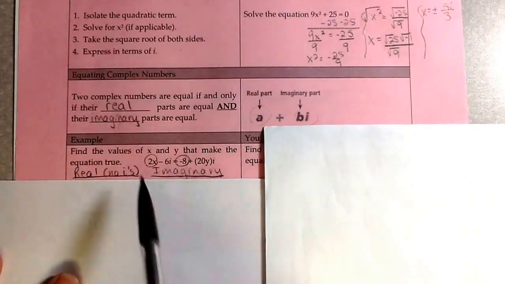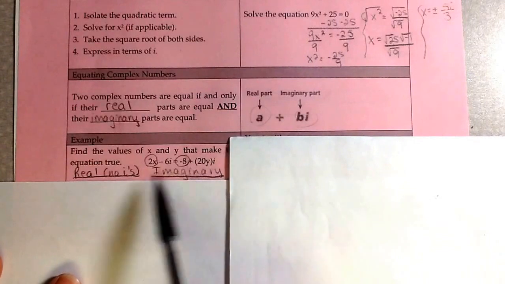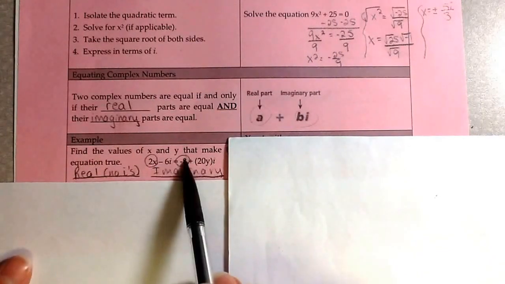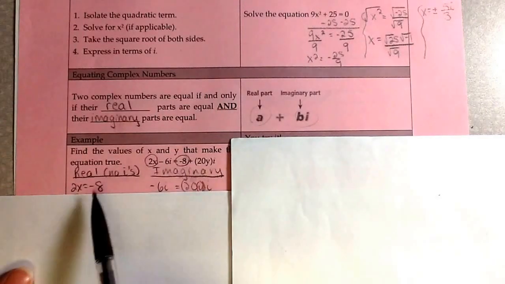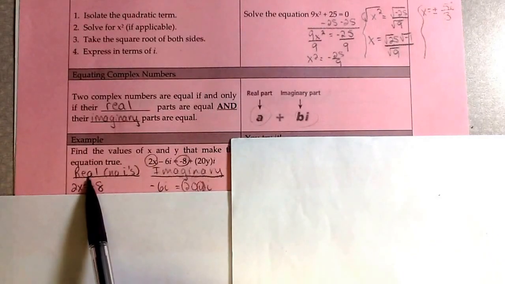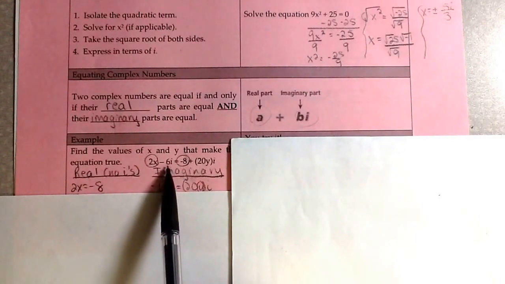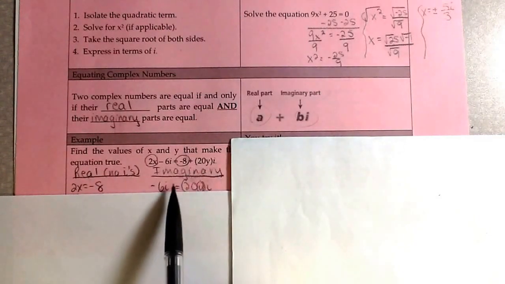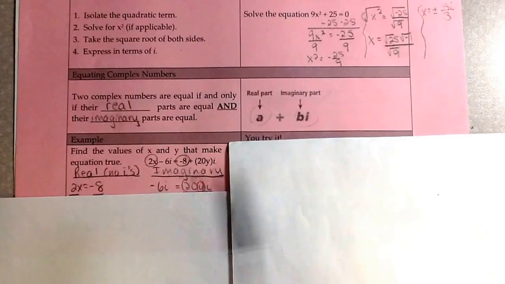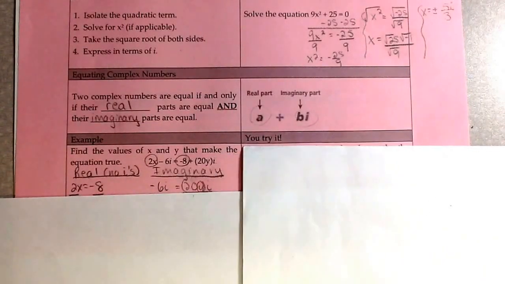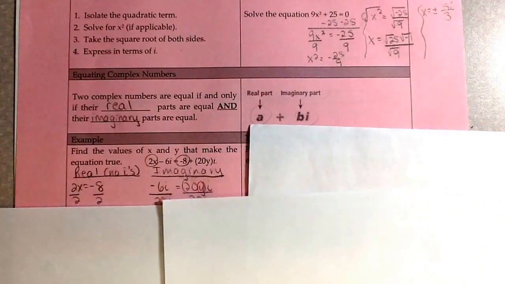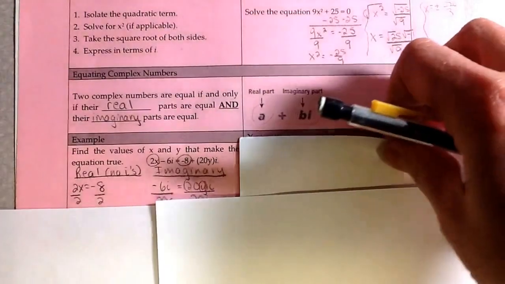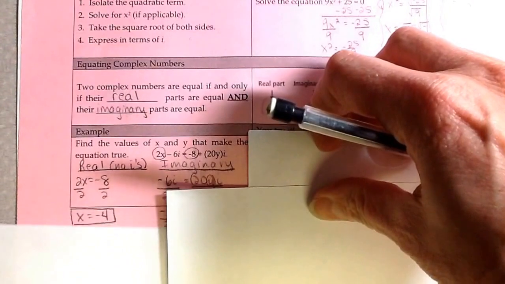So we want to get the parts that don't have imaginary numbers, put them equal, and then the parts that do have imaginary numbers, and put those equal. So here we'll have 2x equals negative 8, that's the real, and negative 6i plus 20yi, that's the imaginary. Okay, now, pretty easy to solve, or you should know how to solve 2x equals negative 8. You just divide by 2 on both sides, and you end up with x equals negative 4.